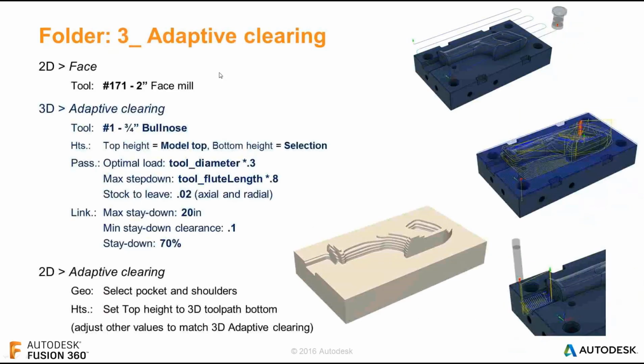So what we're going to do, using this adaptive clearing, is a quick 2D face operation to skim the top. Then we're going to look at some 3D adaptive clearing for this surface around the model, but not the little pocket at the end. And then we're going to look at doing some 2D adaptive clearing for this section here.